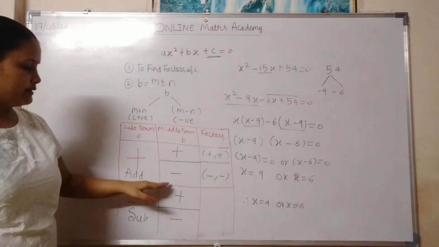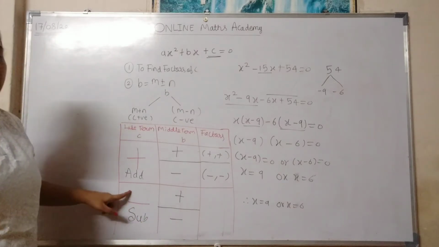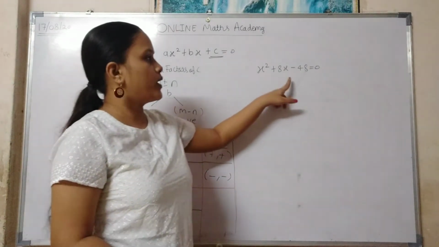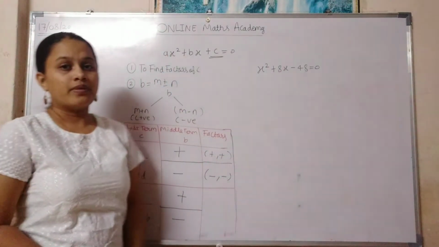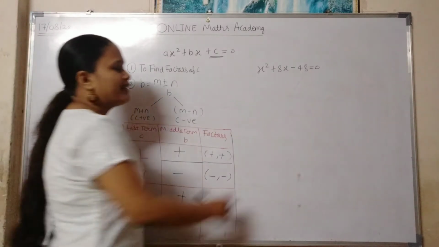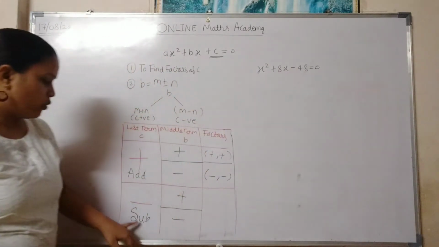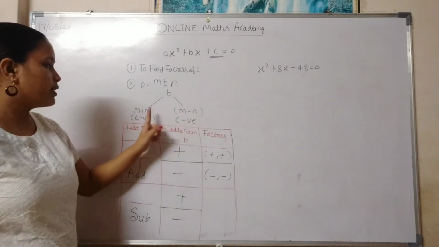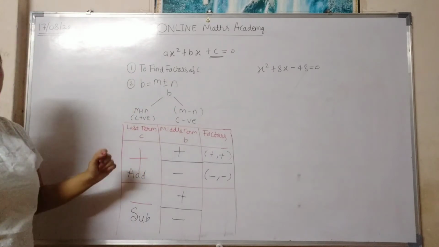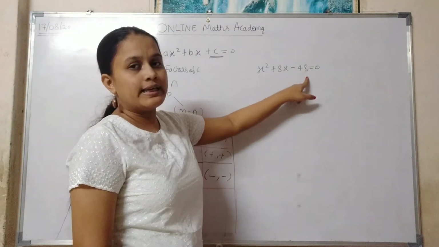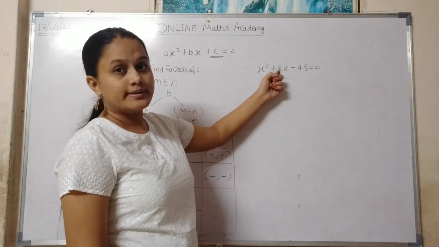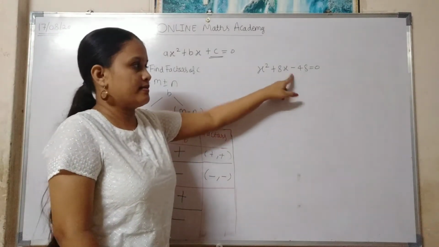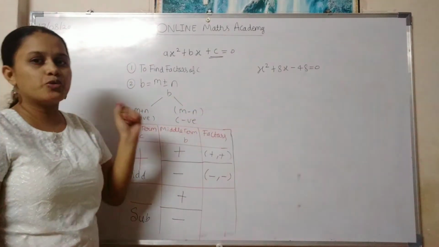Now we'll see the next part of a table when last term is minus. So our next sum is x square plus 8x minus 48. Now here last term is minus. So when you have last term as minus, then subtraction of the factors should give me b, that is 8. Subtraction should give me 8. Minus 48 के ऐसे factors ढूंढ रहे हैं जिनका subtraction 8 होगा. Now there is one more thing, it is minus. So the factors multiplication should be minus.